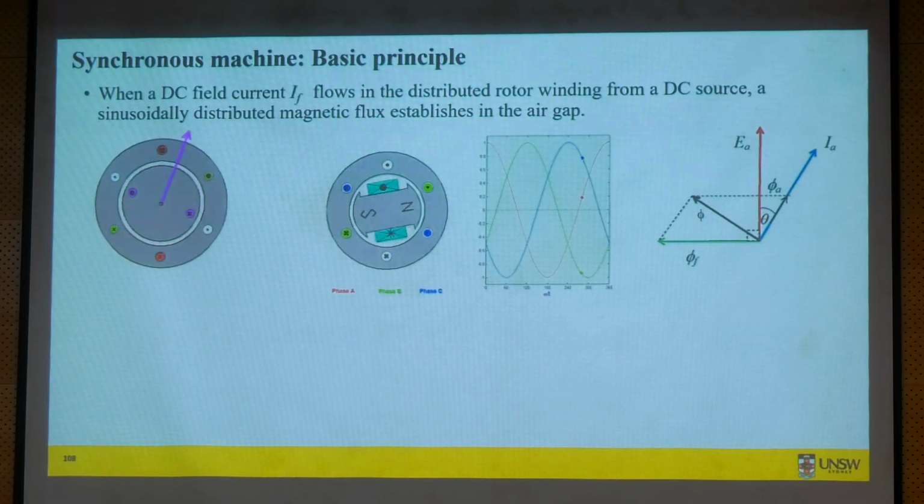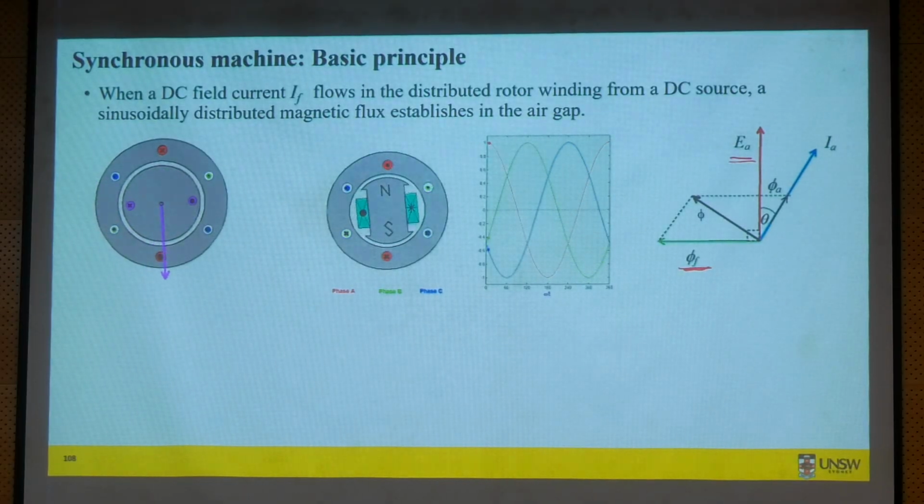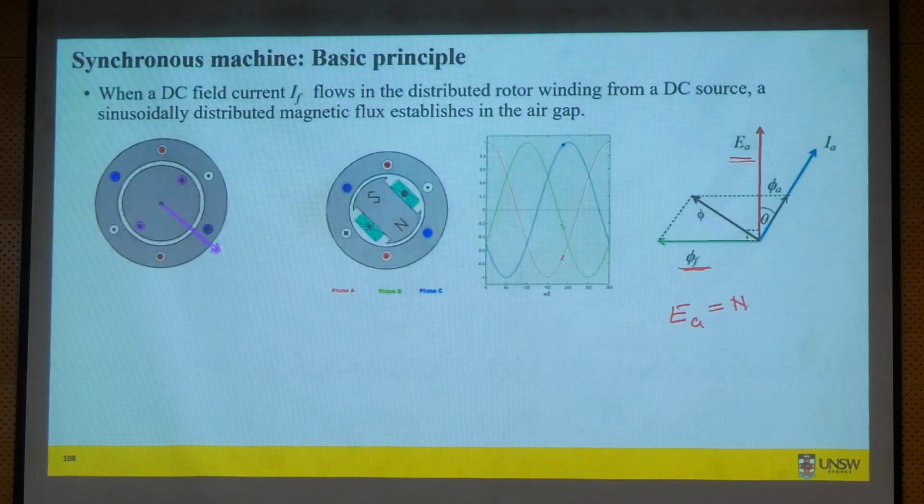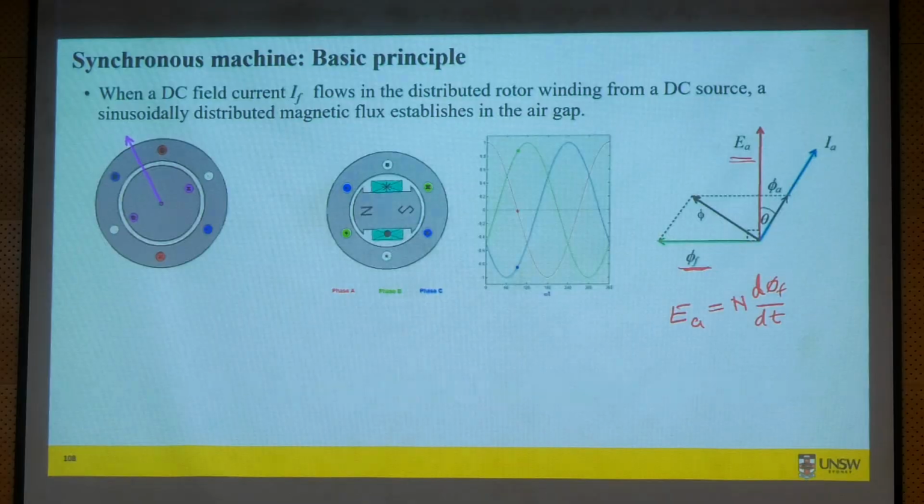Another concept, which again comes from a very basic relation of induced EMF, is that the flux vector and the back EMF vector are always 90 degrees to each other. So why are they 90 degrees to each other? It in fact comes from Faraday's law, right? If we consider the E, as we know, is N d phi f dt. I'm just ignoring the negative sign here.